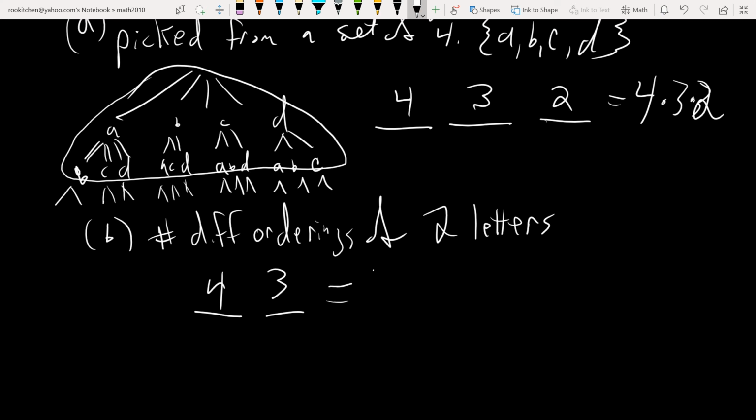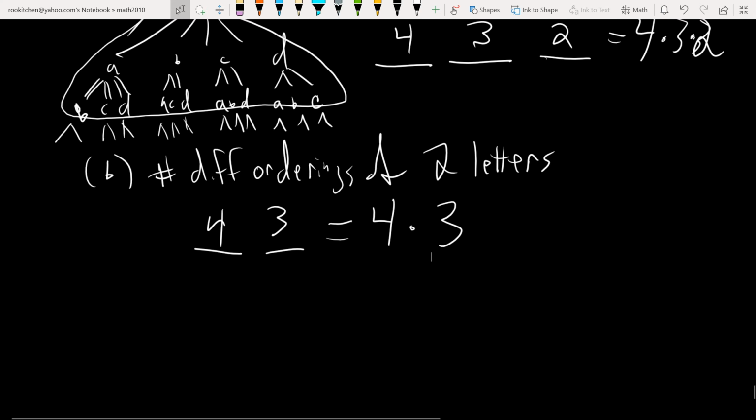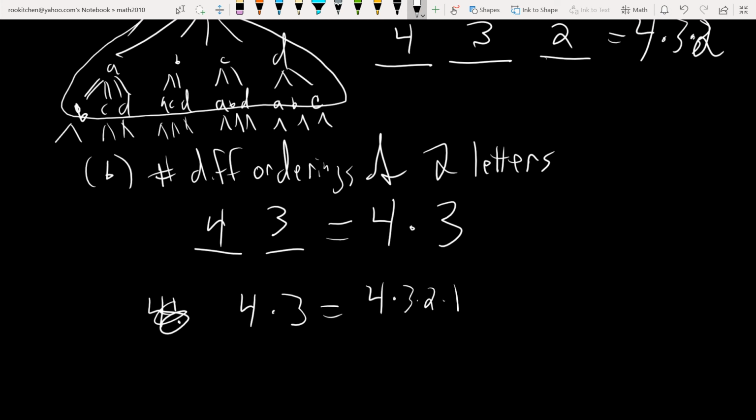So again, it's kind of like a factorial, but the bottom part is chopped away. That 2 is chopped away, and that becomes kind of the way to think about the formula. It's like a factorial divided by another factorial. In our case, it's 4 factorial, but not exactly. It's 4 times 3, which is the same as 4 times 3 times 2 times 1, all over 2 times 1, which is 4 factorial all over 2 factorial.